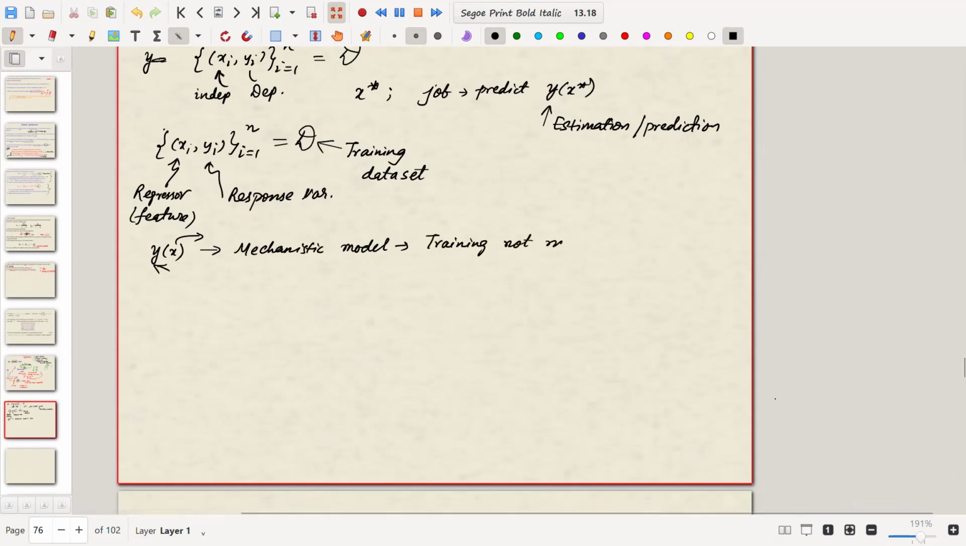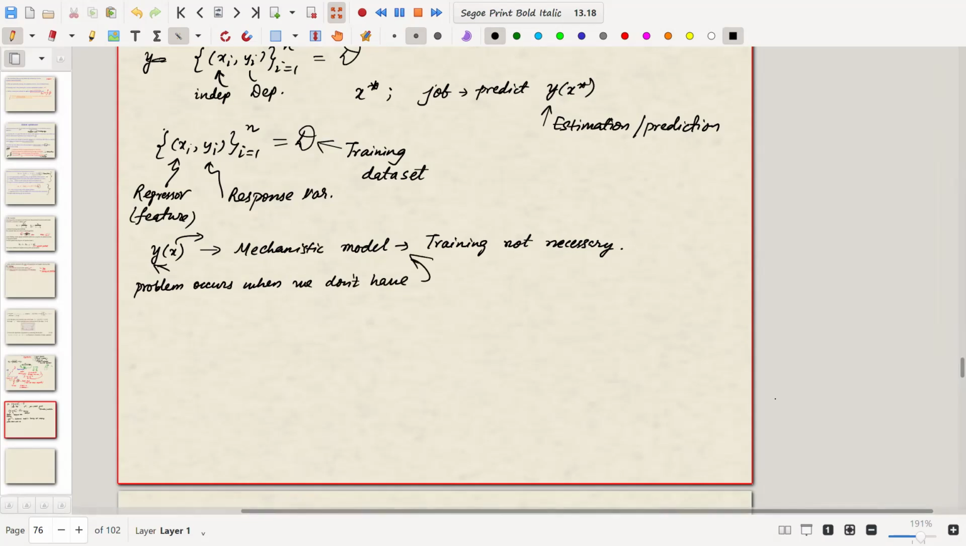And that's where regression never you will see in those cases. Regression comes when you don't know the idea of how these data sets vary with respect to independent variables. To know that, you fit a line, you do regression analysis. So the problem occurs when we don't have this mechanistic model, and therefore we come to regression.